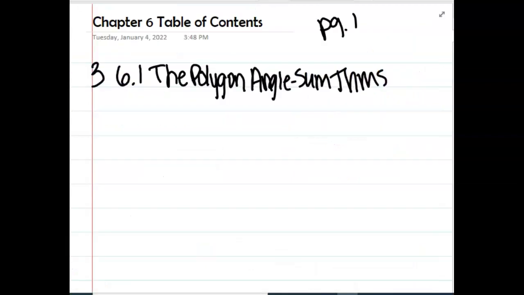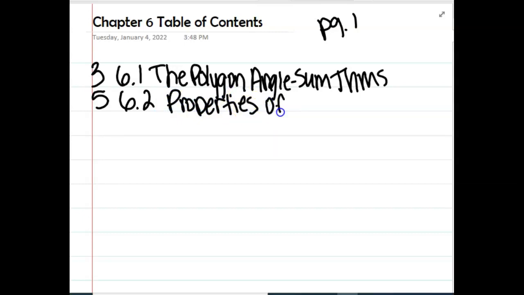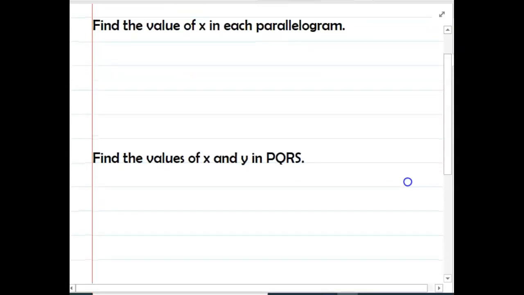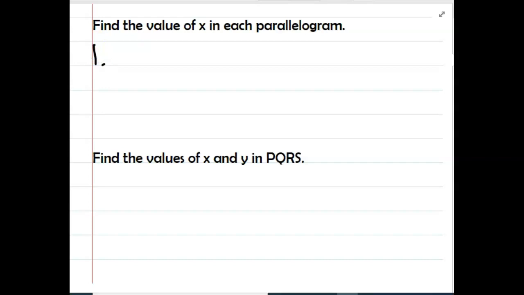Okay, let's get this glued into page 5. This is section 6.2, properties of parallelograms. Alright, so we have lots of drawing to do today, lots of parallelograms. Remember, whenever you're drawing the parallelograms, both sets of sides are parallel and congruent. I know that from that first theorem there.